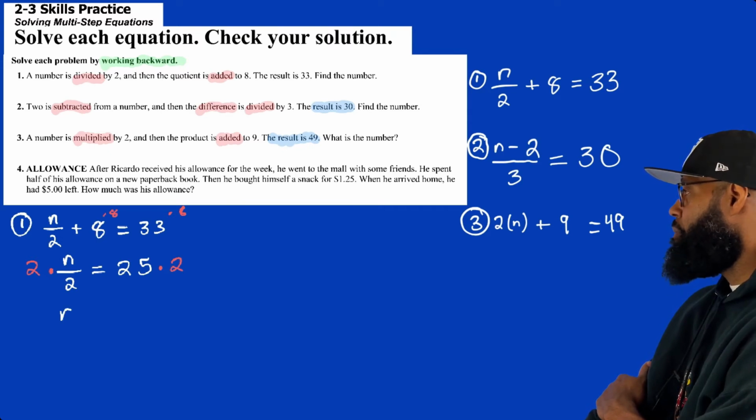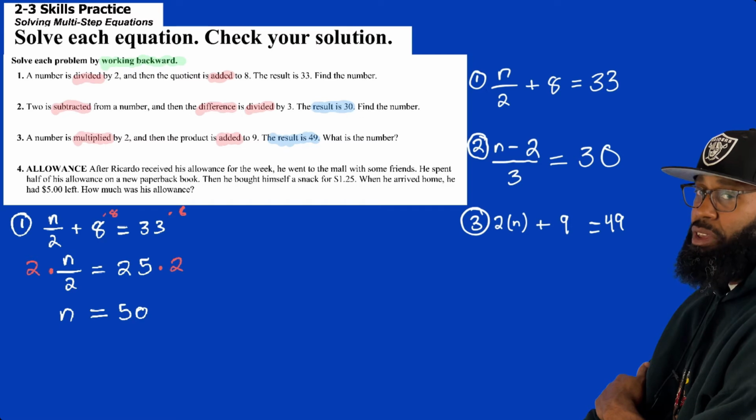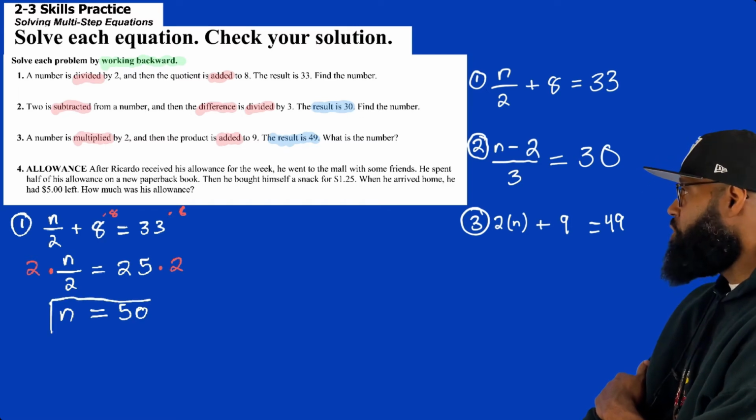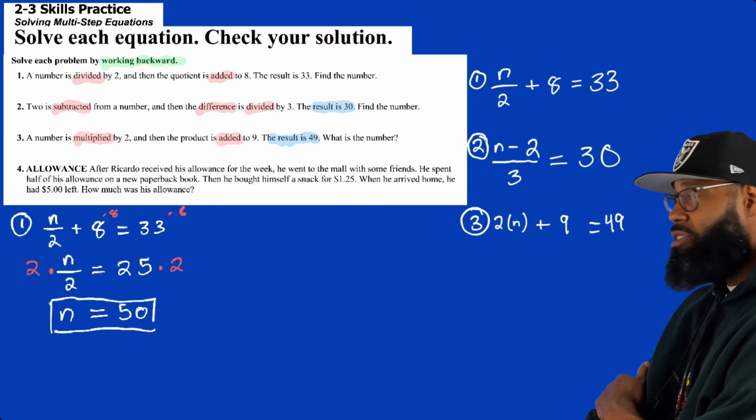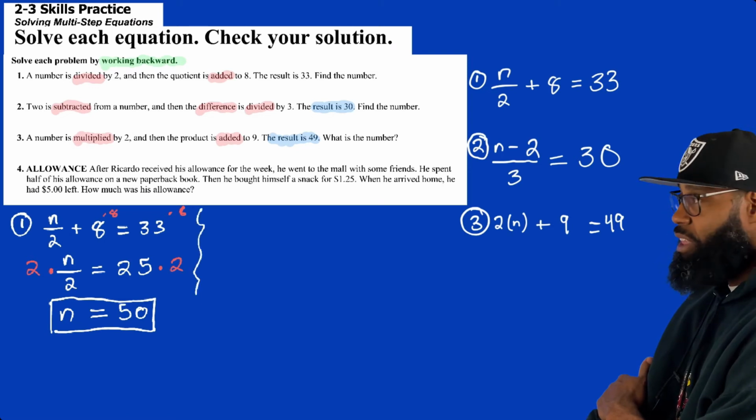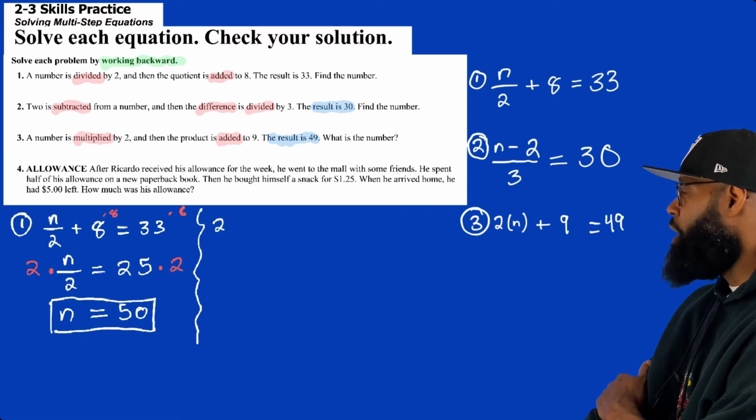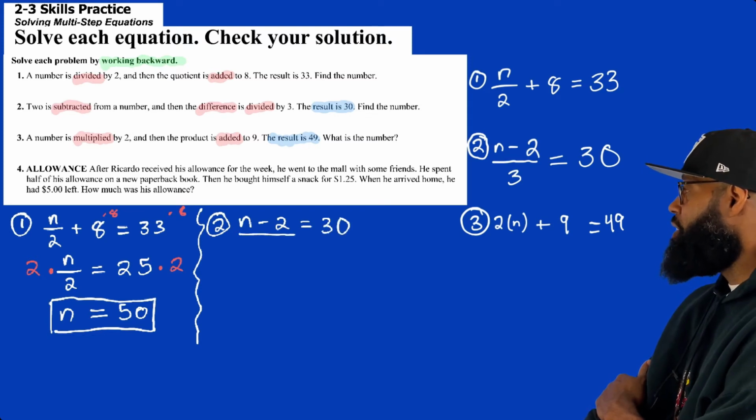We got it. So again, the skill was writing an equation, and then we went to solving the equation. And you guys talking about solving an equation with more than one operation? Well, in the words, divided and added. In the equation, we see the addition and the division. So we undo that. For 2, I got n minus 2, all divided by 3, is equal to 30. So again, what's happening here? I see subtraction and I see division.